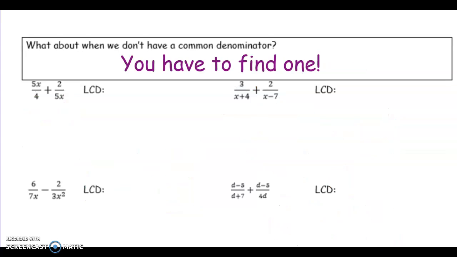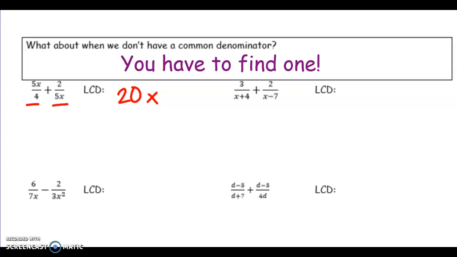However, when we don't have a common denominator, we have to find one, just like we normally would. So I have to look at this and say, okay, what numbers do 4 and 5 both go into? What's the least common denominator? In that case, it's going to be 20. They both go into 20. How many x's do I have? Well, I only have 1. So that is what my common denominator is going to be.